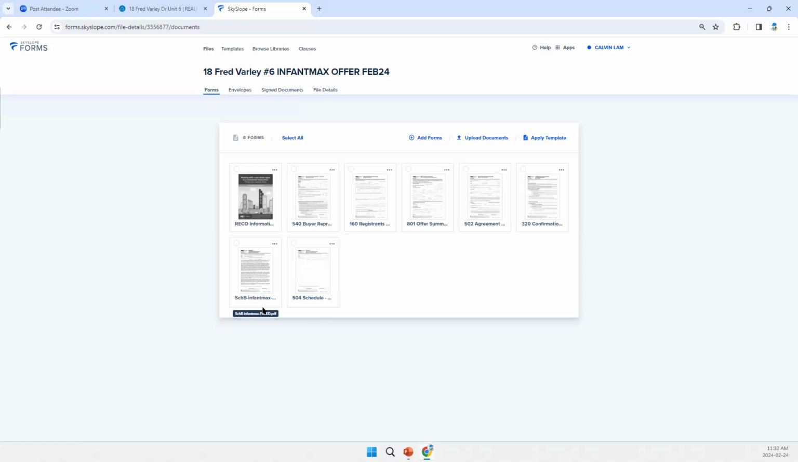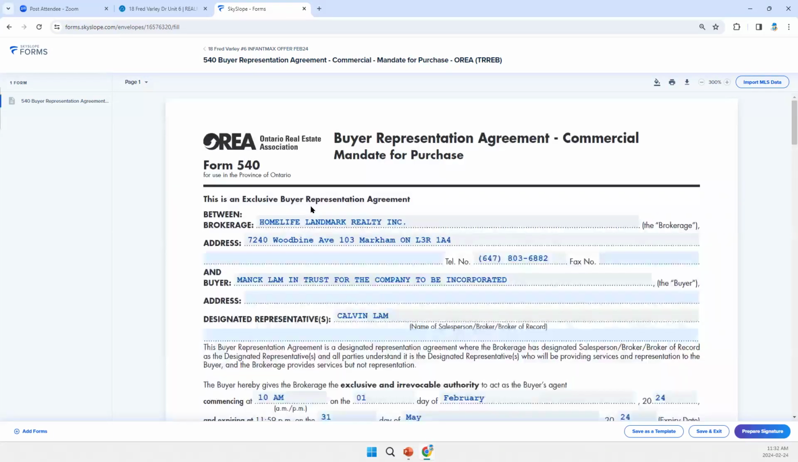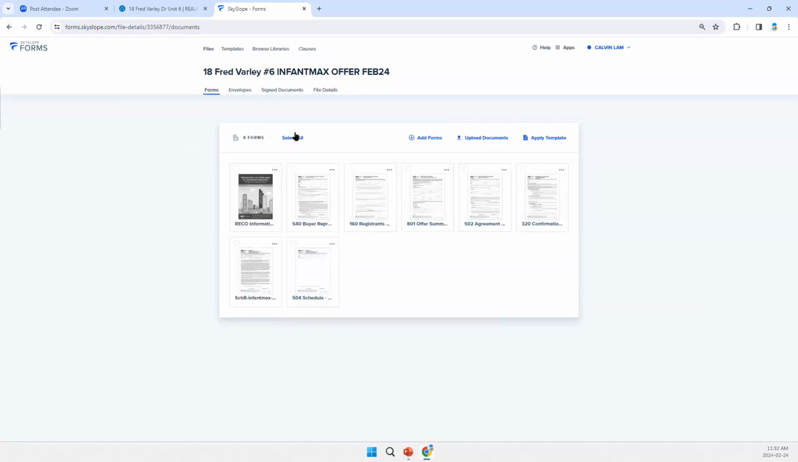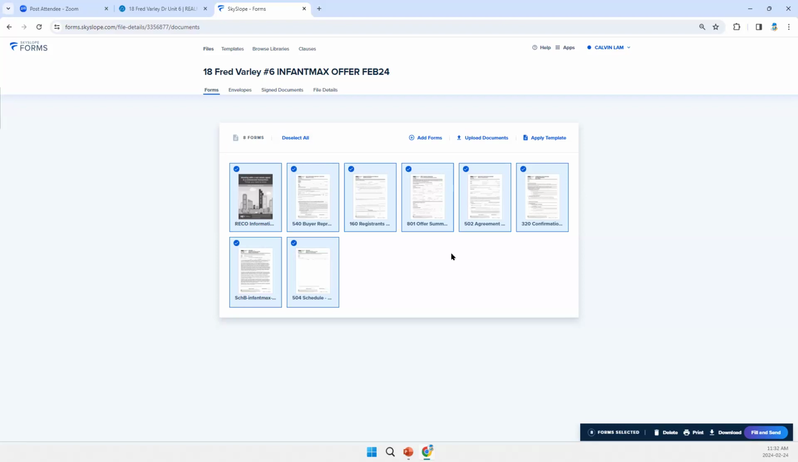And this one is also for the... hey, it looks like I already have this template applied. Yes, I know. Let me see. Oh yeah, it's already filled up. So it looks like when you apply a template before, it will do the job for you. So it doesn't matter now. I'm going to select all. So this is all the forms we're going to fill out. If there's something missing, you can always get it back from the form library. And then fill and send.